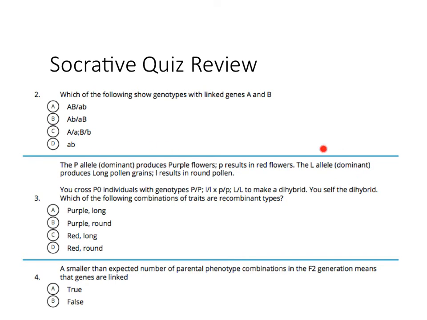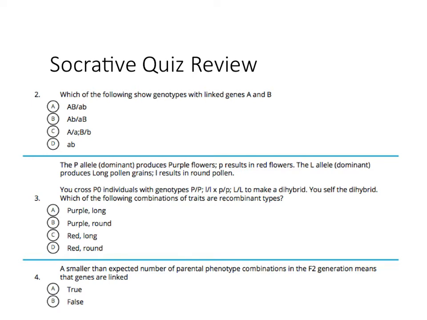Right here, we got purple flowers, we got red flowers. That's controlled by one gene. We've got long versus round pollen, controlled by a second gene. So how many different combinations of those traits can you make? Those 4. You can have purple with long, you can have purple with round, you can have red with long and red with round. So the question is asking you which of those 4 phenotypes are the parental types.